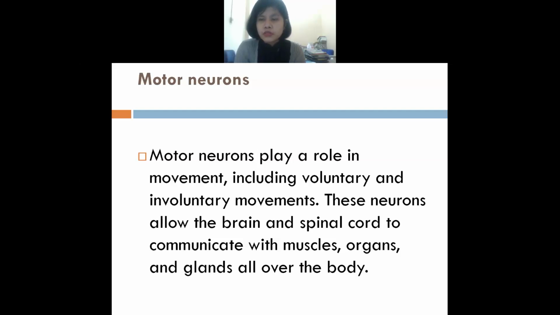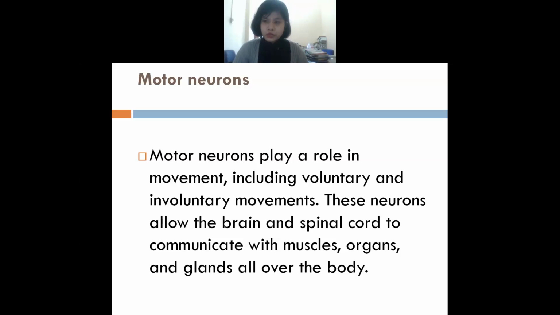So these motor neurons, what do they do? They allow the brain and the spinal cord to communicate with muscles, and also with your organs and your glands and all the parts of your body. The motor neurons play an important part in it. Understand? Motor neurons help you in functioning, voluntary as well as involuntary.